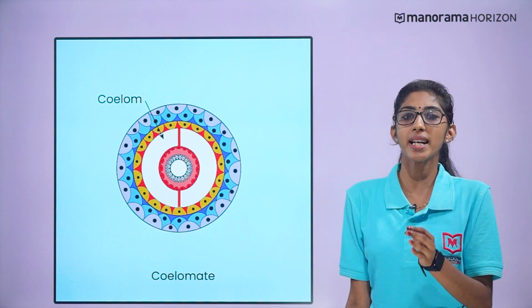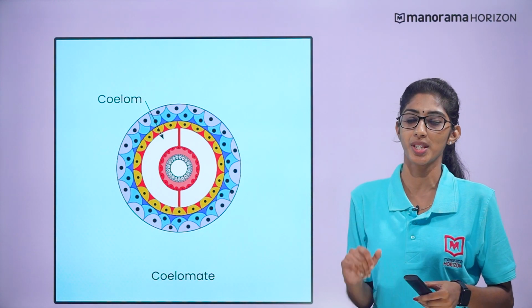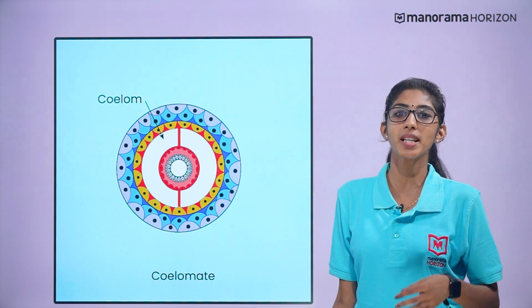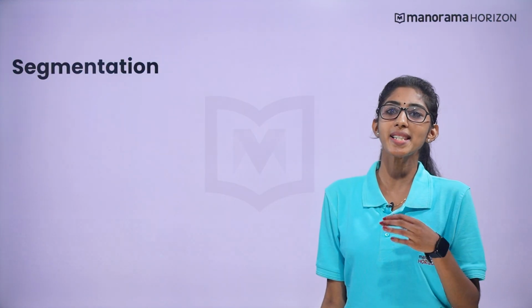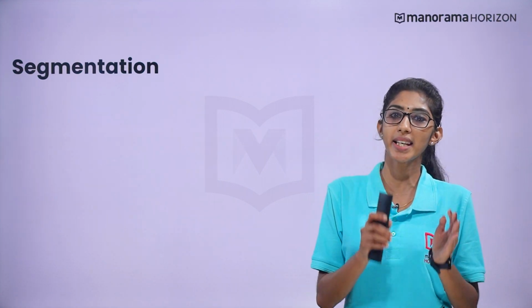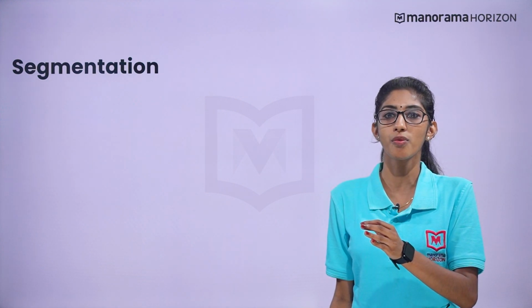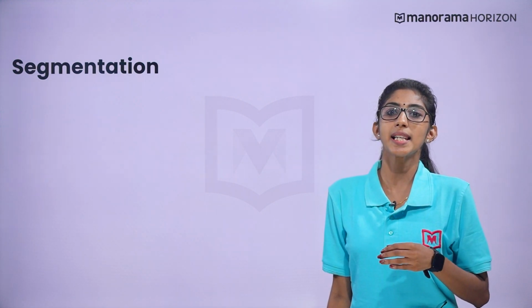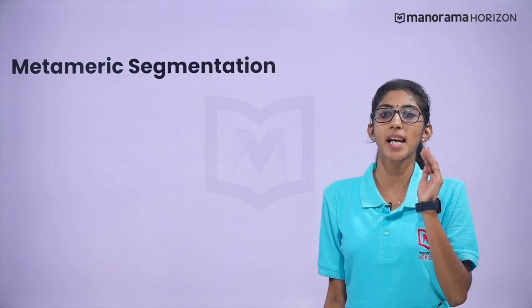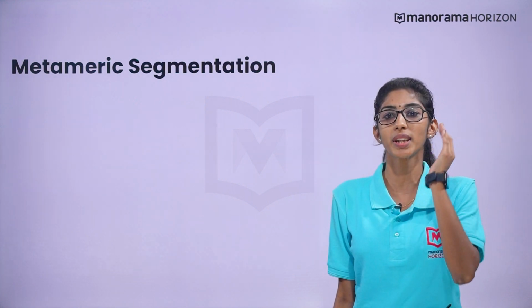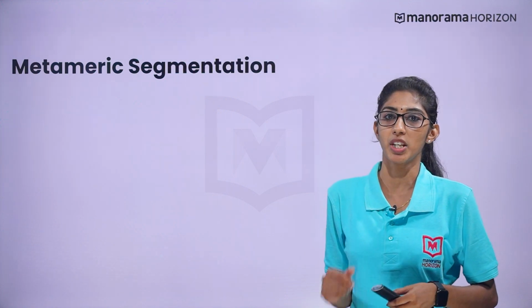A true coelom arises within mesoderm and is therefore lined by mesodermal tissues, that is, externally by parietal peritoneum and internally by visceral peritoneum. Furthermore, in some animals, the body is externally and internally divided into segments or somites, with a serial repetition of at least some organs. Segmentation can be of the following two types. A segmentation that simultaneously divides the body both externally and internally is called metamerism or metameric segmentation.